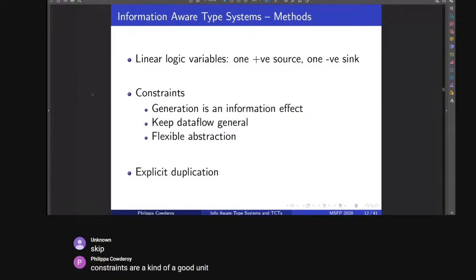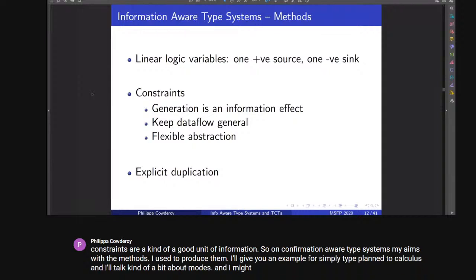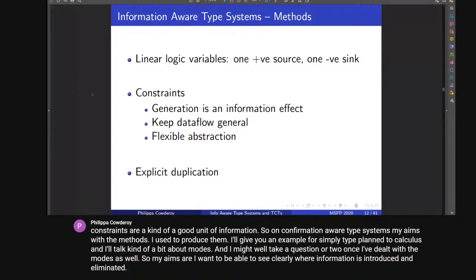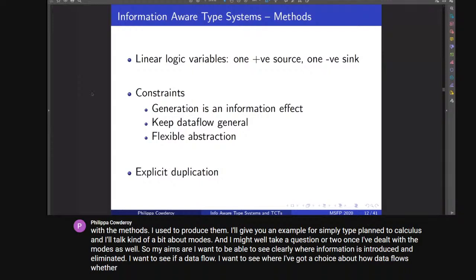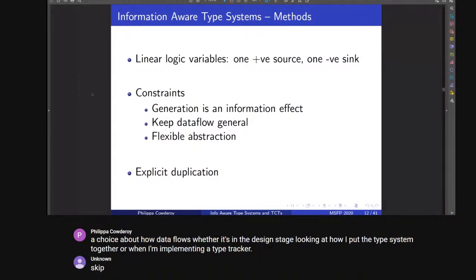I'm going to use linear logic variables for the schema, so there's going to be one positive source and one negative sink occurrence for each variable. I'm going to use constraints because constraint generation is an information effect. They keep the data flow general, and as I've already talked about, they're a really flexible abstraction. And we're going to have explicit duplication because otherwise information effects don't work. You've shoved some of them under the carpet. That'll turn out to be a good thing.